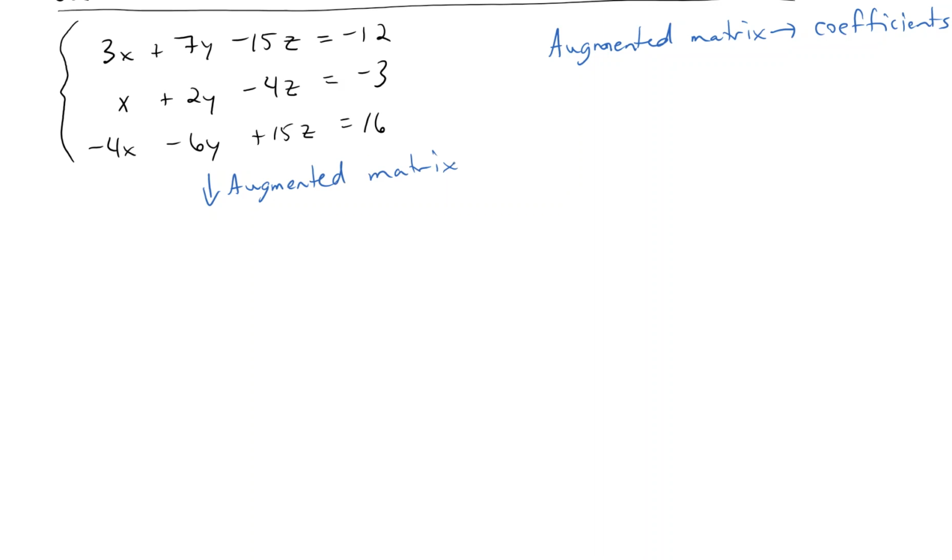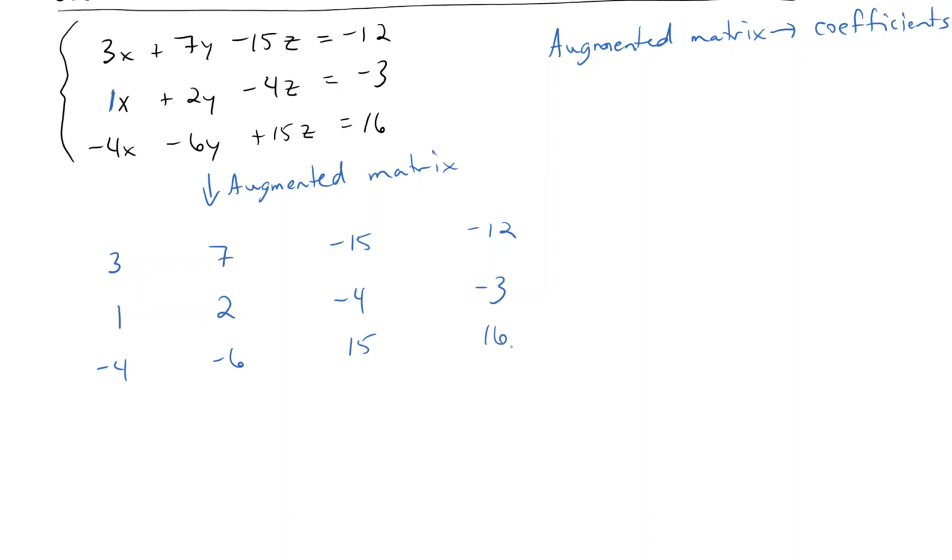So the first equation has coefficients 3, 7, negative 15, and negative 12. The second equation has coefficients 1. A lot of people get messed up here and think this coefficient is 0 in front of x, but it's a 1. Watch that. So 1, 2, negative 4, negative 3. And last we have negative 4, negative 6, 15, 16. Okay, so those are our coefficients.